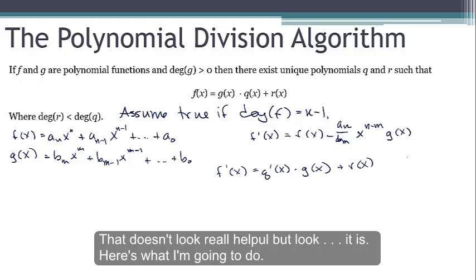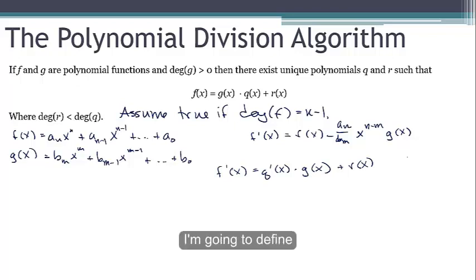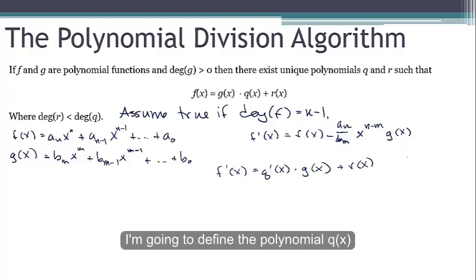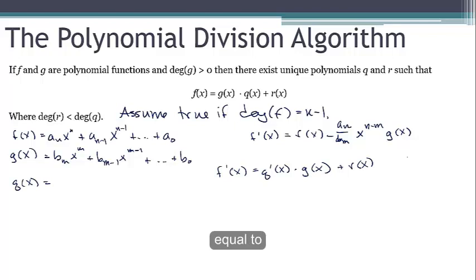All right? It is. Here's what I'm going to do. I am going to define another polynomial, q of x, that's equal to q prime of x plus a sub n over b sub m x to the n minus m. All right, now we're getting there.